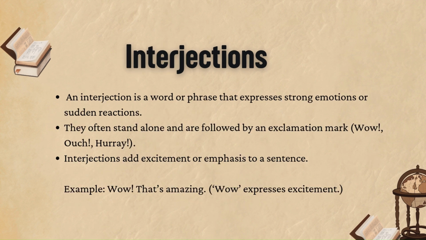Eighth part is interjection. An interjection is a word or phrase that expresses strong emotions or sudden reactions. They often stand alone and are followed by an exclamation mark. Wow! Ouch! Hooray! Interjections add excitement or emphasis to a sentence. Example, wow! That's amazing! Wow expresses excitement.